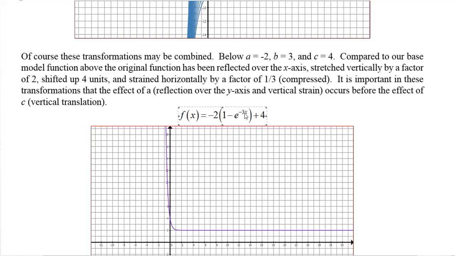And last I took care of the change on the x, which is replace x by 3x, which will compress it horizontally by a factor of 1/3. Every point is only a third as far from the y-axis. Now, if you want to think of these things in order, it's important because of the order of operations, we take care of what's happening with this -2 here first, and then take care of what's happening with the 4.